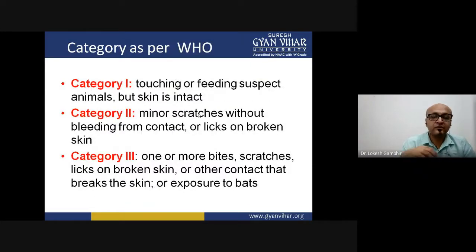And as per the WHO, there are three categories. First of all, it is just a touching of the skin to the infected animal, or there is a minor scratch without any kind of bleeding that you have come in contact with the infected animal. The third category is given to deep scratches, or where the mucosal membrane has been ripped off due to the bite. So that is categorized as the third category, where the inoculation is prominent.